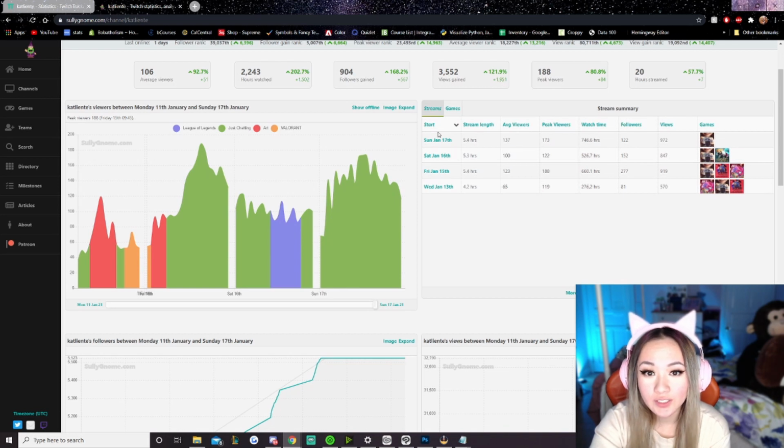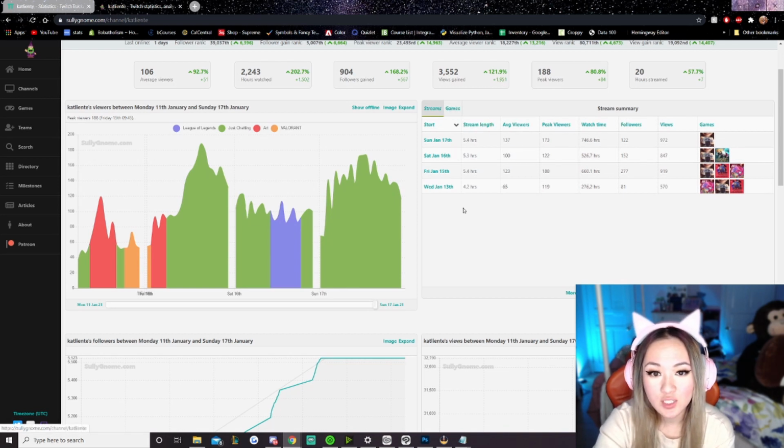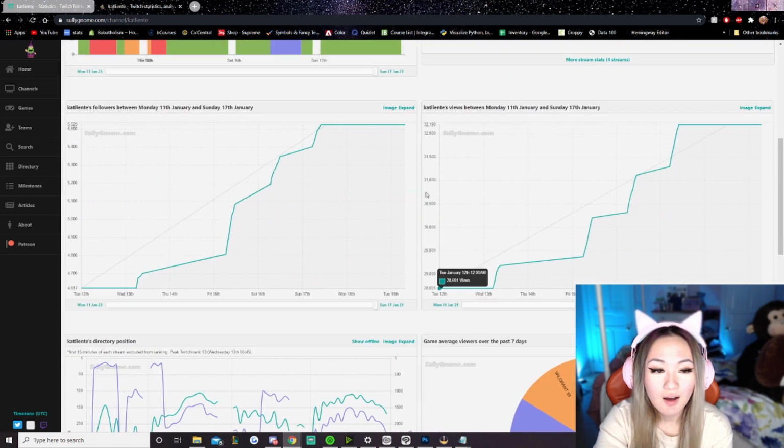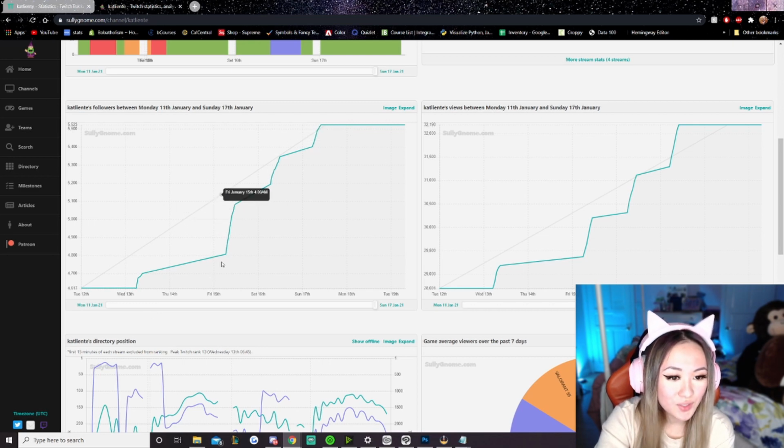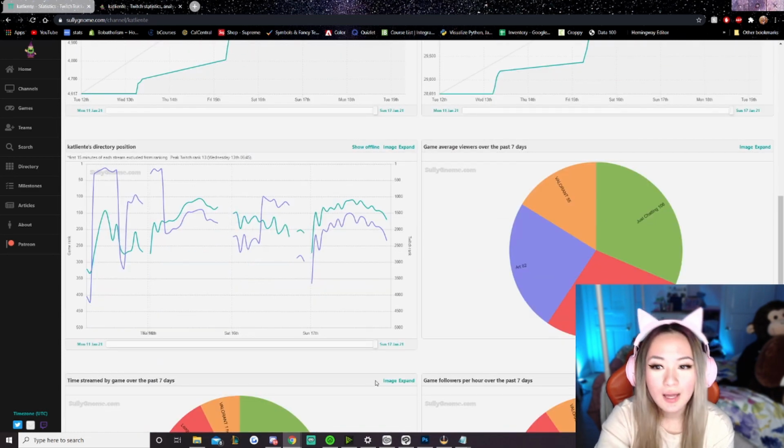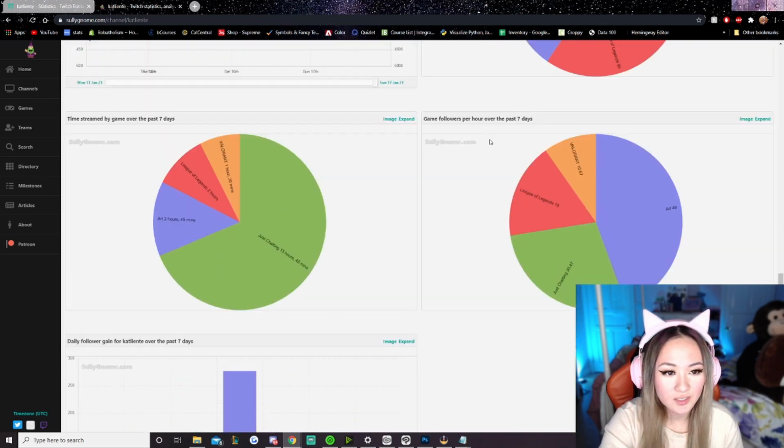So again, over here, you can look at the stream summaries, so you can see my stream length per stream, what I stream, the average followers I gain, watch time, etcetera. I also really like looking at this follower graph. It just looks really cool, like, whoa, look at all the followers, woohoo. But what we really care about is these pie charts. Let's look at these pie charts here, okay?